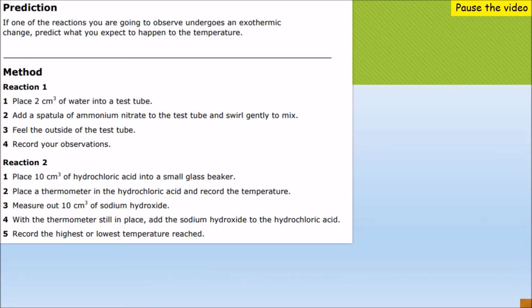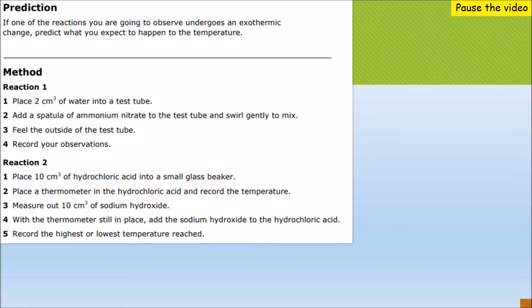You are going to be watching some experiments that have been done in school on exothermic and endothermic reactions. I would like you to pause the video and write down your prediction. If one of the reactions you're going to observe undergoes exothermic change, predict what you expect to happen to the temperature. Another thing that you can do is there's a table that is coming up on the next slide, which I would like you to draw. Again, you will need to pause the video for that.